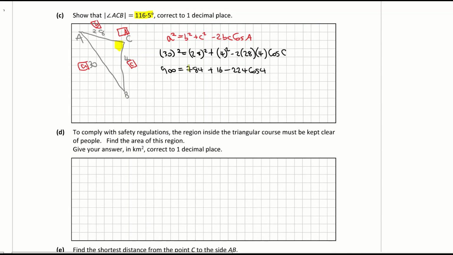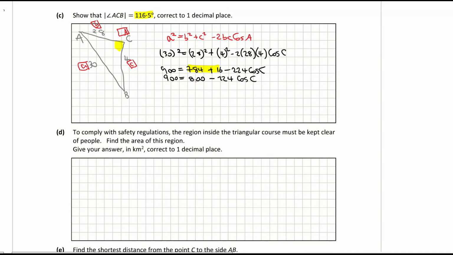I'm now going to add 784 plus 16, which gets me 800, so I have 900 equals 800. Don't take away that 224 from the 800 because it's stuck to the cos C. So I need to follow my rules of BIMDAS here. Multiplication comes before subtraction, so that's why I'm not subtracting it there.